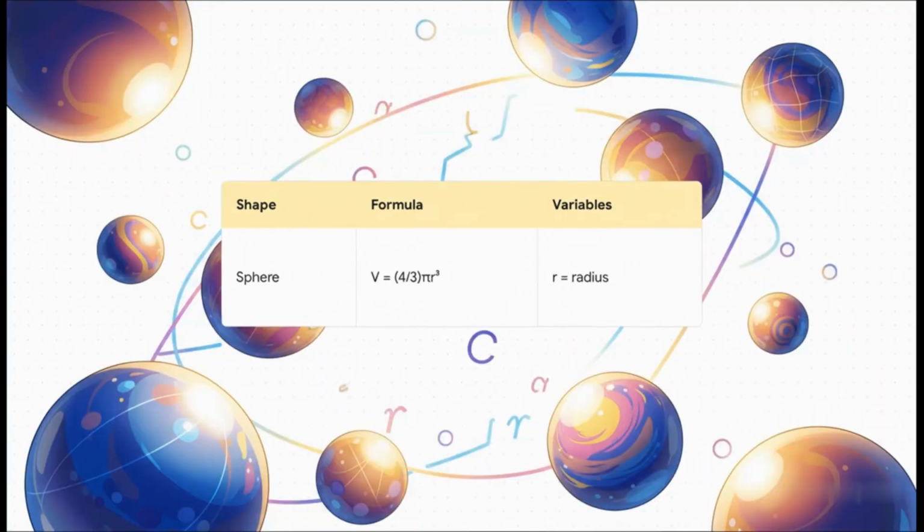And now for our last basic shape, the sphere. This one's a little bit of a curveball. The formula is 4/3 times pi times the radius cubed, and that cubed part is really important. It's that little reminder that we are deep in the third dimension now.